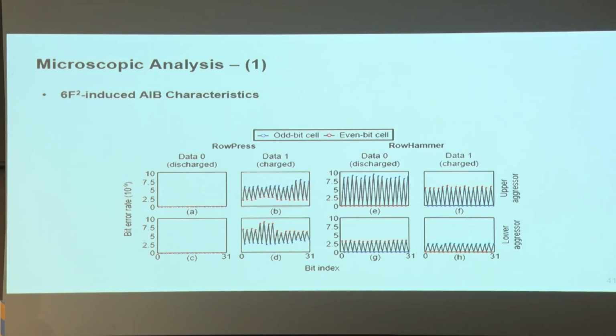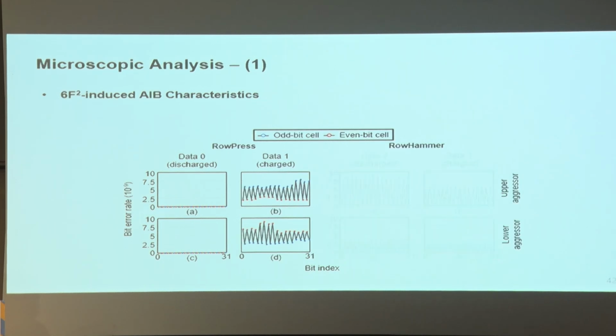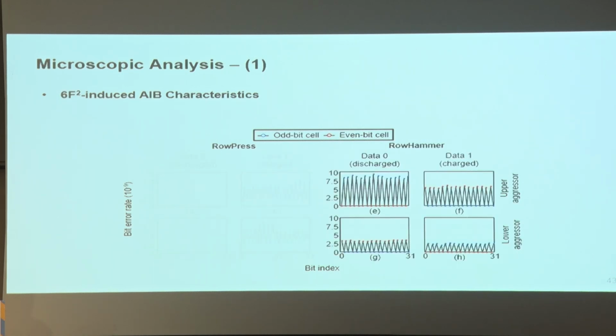This figure represents the average bit error rate when the bit index is modulo 32 for even rows. First, with RowPress, bit flips were only observed in victim data 1, as reported in the RowPress paper. Furthermore, in data 1, bit flips occur in both odd and even bits. Unlike RowPress, Rowhammer causes bit flips in both data 0 and 1.